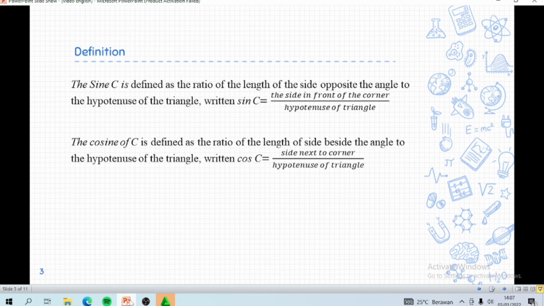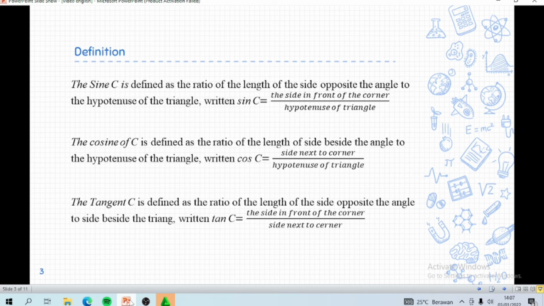The cosine of C is defined as the ratio of the length of side beside the angle to the hypotenuse of the triangle. Written, cos C equals side next to corner divided by hypotenuse of triangle.